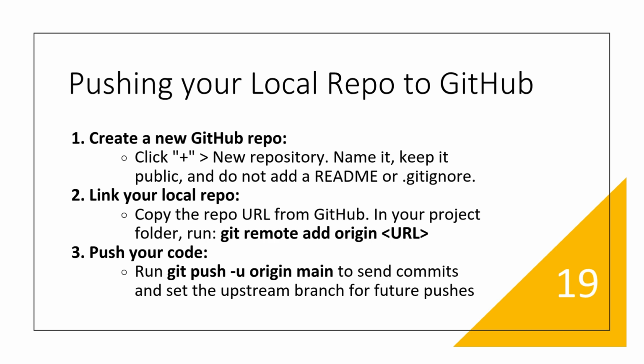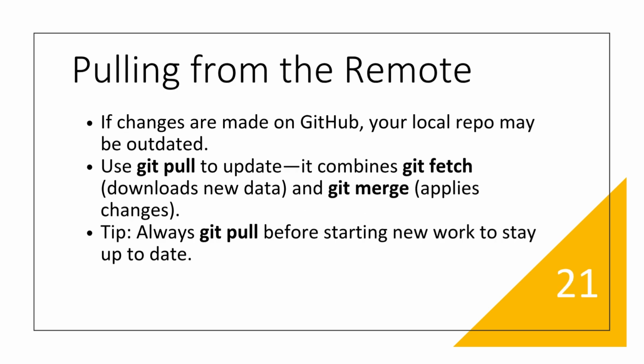And to get changes down from GitLab, maybe changes a teammate pushed, you use git pull. This actually combines two commands: git fetch, which grabs the changes, and git merge, which integrates them into your local files.